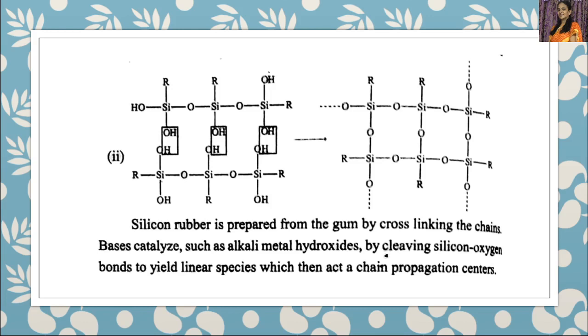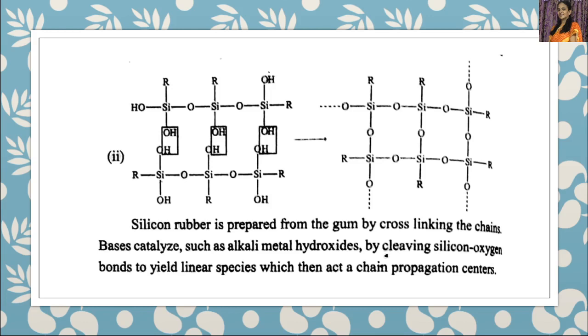So silicone rubber is prepared from the gum by cross-linking of chains like this. This is a chain polymer, and this is a chain polymer. These two chains combine by the loss of water to give a network solid, or cross-linked chains. Bases catalyze such reactions, such as alkali metal hydroxides, sodium hydroxide, potassium hydroxide, etc. They are used for cleaving silicon-oxygen bonds to yield a linear species which then acts as a chain propagation center.